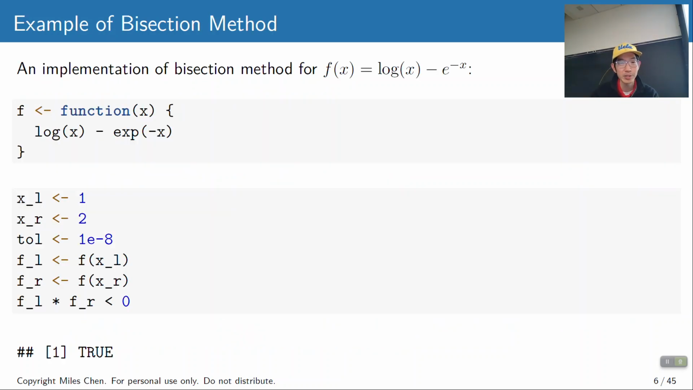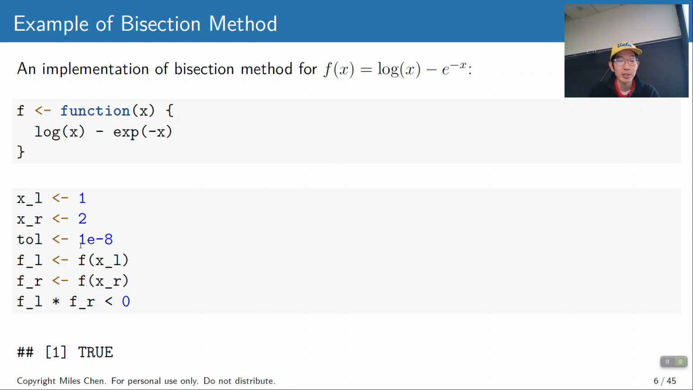Okay. So here's an example. We'll take a look at the same function that we looked at on Wednesday. So we've got f of x is log of x minus e to the negative x. Okay, f of x being log of x minus e to the negative x. And so here's just my function. I'm going to just start off with the interval 1 and 2. And we'll say our tolerance, we're going to stop when we drop below 10 to the minus 8.